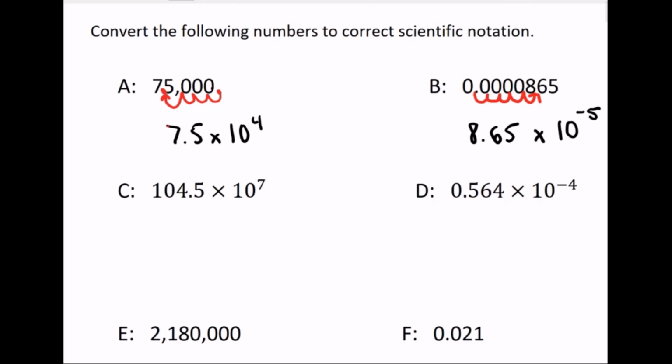It's negative because we moved the decimal to the right, which means we lower the exponent. And in the previous problem, we increased the exponent because we moved to the left. And then the number is a negative 5 because we moved 5 times.